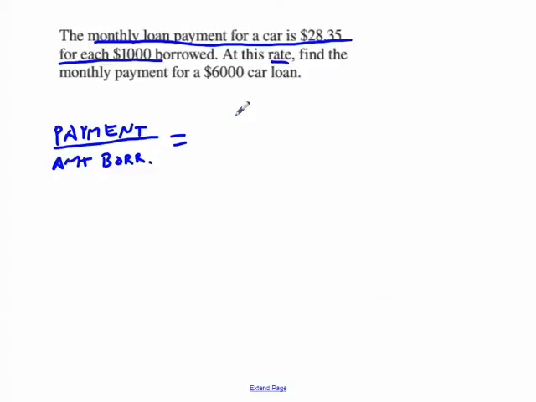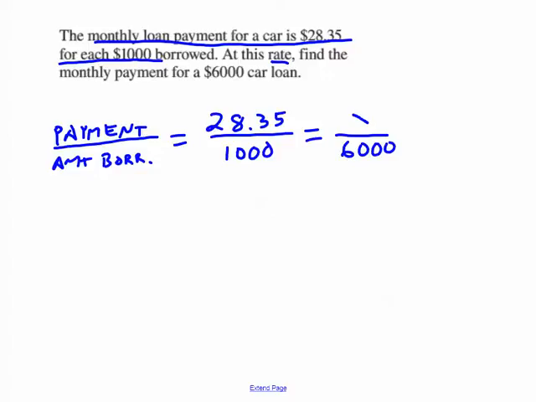Payment is $28.35 for each 1,000 borrowed. Okay, that's equal to, at this rate, find the monthly payment for a $6,000 car loan. Amount borrowed, well, if I had to borrow $6,000 for a car, better be a pretty darn good car. What is my x payment going to be? We can cross multiply.